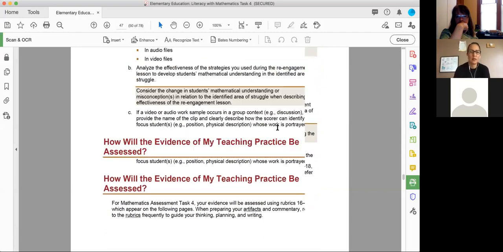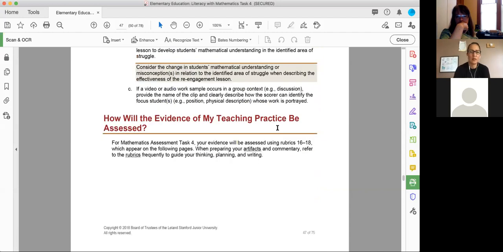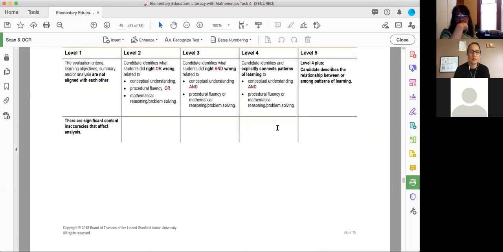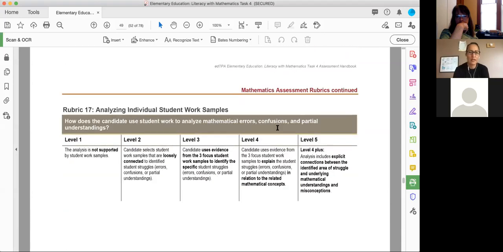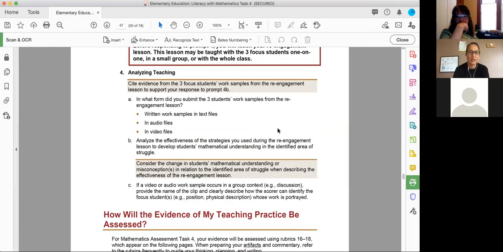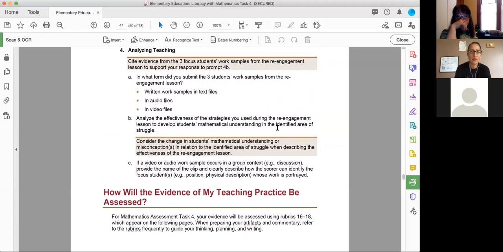Let me see the rubric. Okay, yeah, I've got to read this one first. Okay, so analyzing teaching, we have that you need to cite the evidence from the 3 focus student work samples from the re-engagement lesson to support your responses for these prompts here. So again, citing the evidence means that you have those student work samples. Okay. So A says, in what form did you submit the 3 student work samples? Again, just a quick response to that.